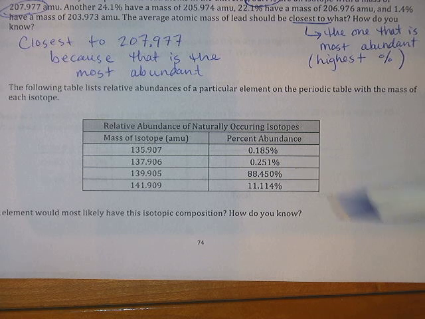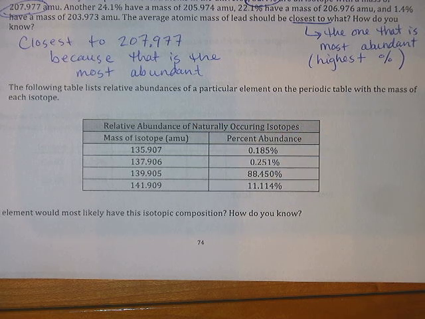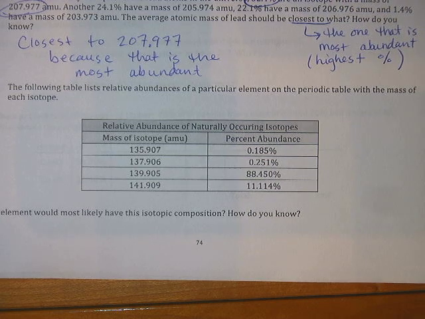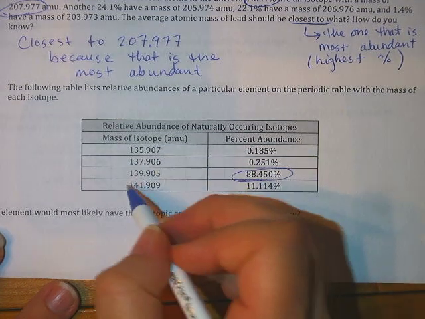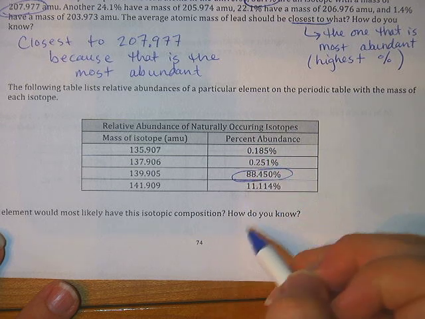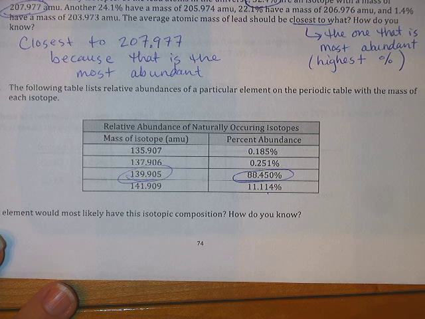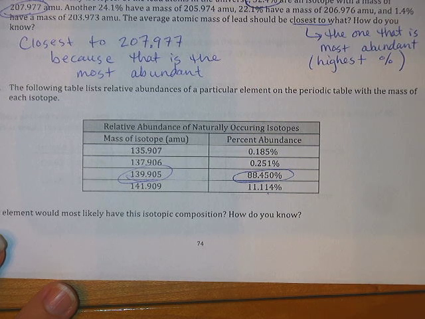And then number 2 is a table that gives us the masses of some isotopes. We don't know which element. And some percentages. And this one wants us to figure out what element it is. It says that 88.45% of that, which is by far the highest percentage in our chart, is 139.905. So what we need to do is see what elements we can find that have a mass closest to 139.905.